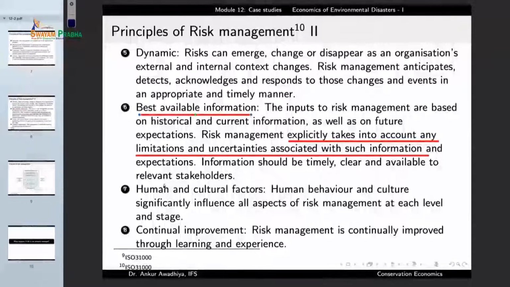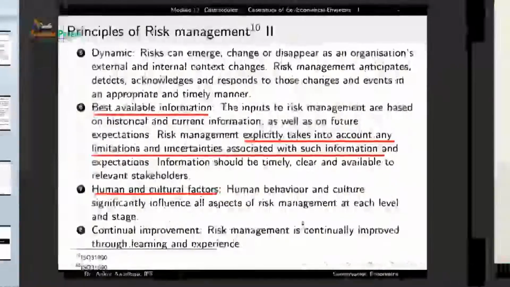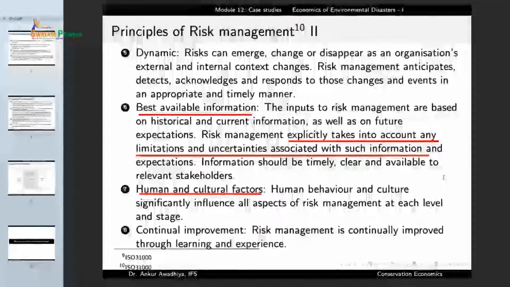Risk management is based on human and cultural factors. Human behavior and culture significantly influence all aspects of risk management at each level and stage, which means that in certain societies, people might be more risk averse. In certain societies, people may be less risk averse. Now, whenever you are making any decision, you have to incorporate what is the level of risk aversion of the people in the surroundings, what are the other risks that these people are already facing, what are the cultural aspects. So, all of these also have to be incorporated into risk management.